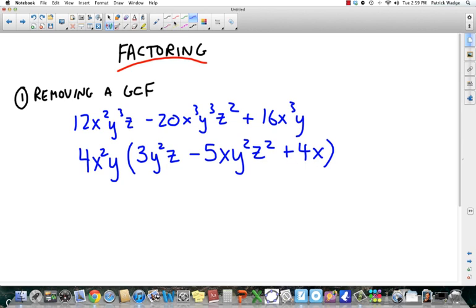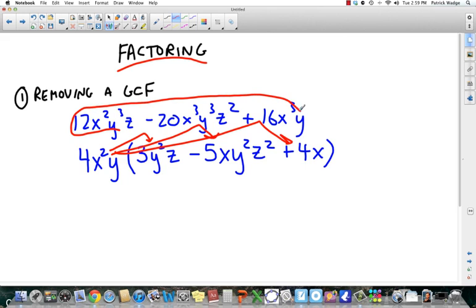Remember, what we're doing here is we're going backwards from the multiplication, right? If you weren't sure of your answer, you could multiply this by this, and this by this, and you know what you would get? You'd get what we started with back up here. Okay? That's removing a greatest common factor.